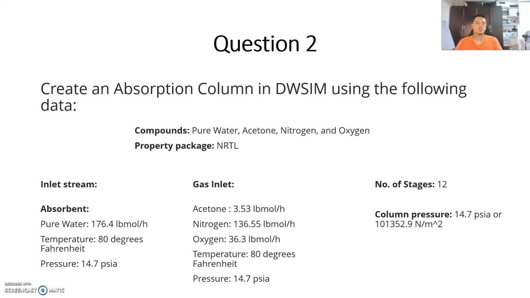Create an absorption column in DWSIM using the following data. The compounds are pure water, acetone, nitrogen, and oxygen, using the property package NRTL. The inlet stream data is as follows, where the absorbent is just pure water. The gas inlet stream is a mixture of acetone, nitrogen, and oxygen, with temperature and pressure given, and the number of stages is 12 and the column pressure is 14.7 psia, or 101,352.9 newtons per meter squared or Pascal.